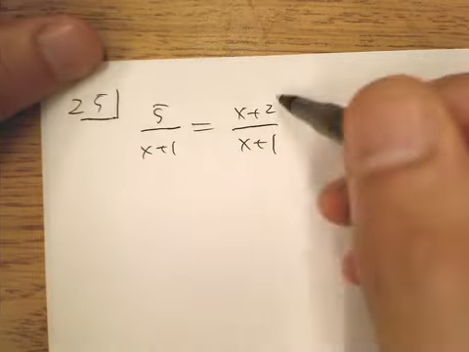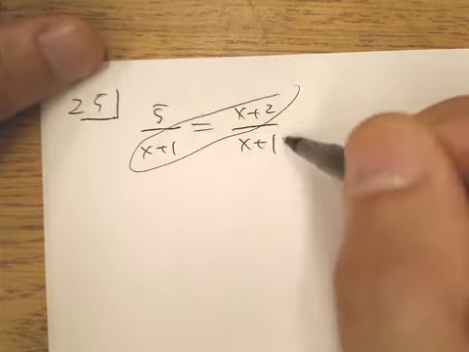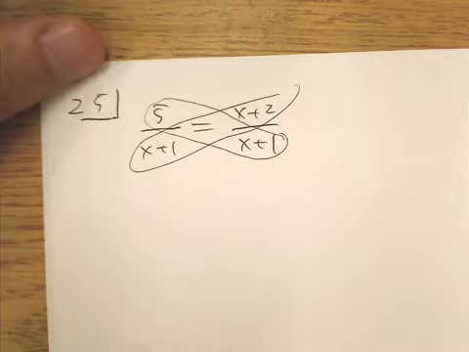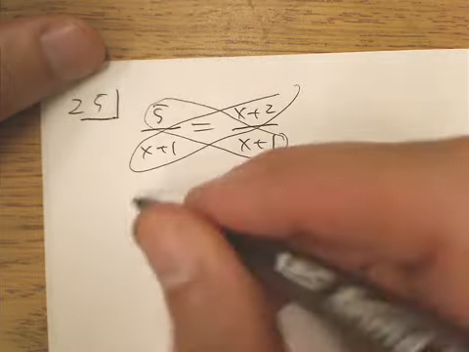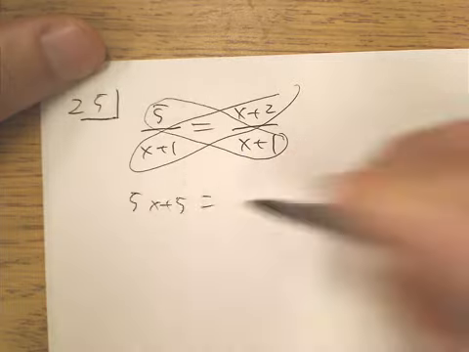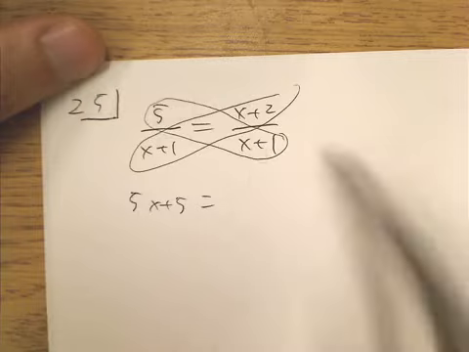Okay, so proportions you solve by cross multiplying. And I want to be able to do this in my head to speed this up. So 5 times x plus 1 is 5x plus 5. Okay, 5 times each of those.